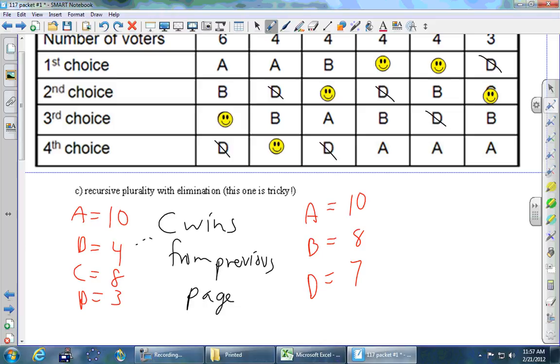This is why this method is so tricky, because you eliminate from the top when you finally have a winner, but to get the winner, you have to eliminate from the bottom temporarily. It's really, really a mess.